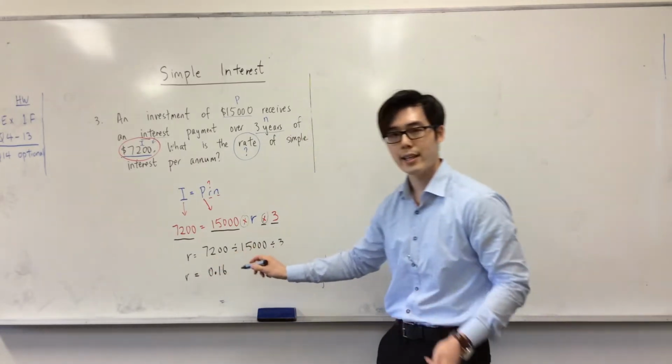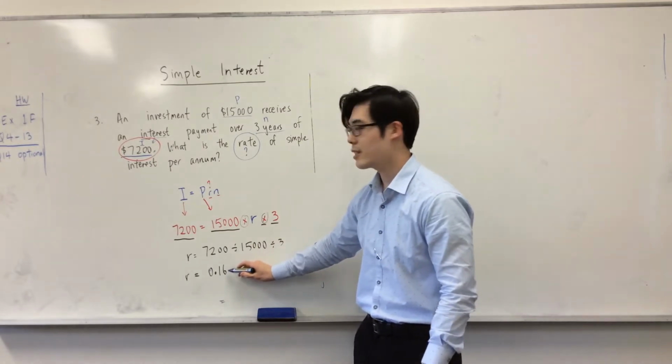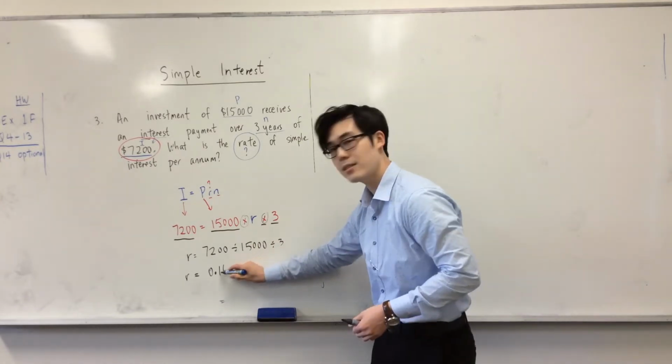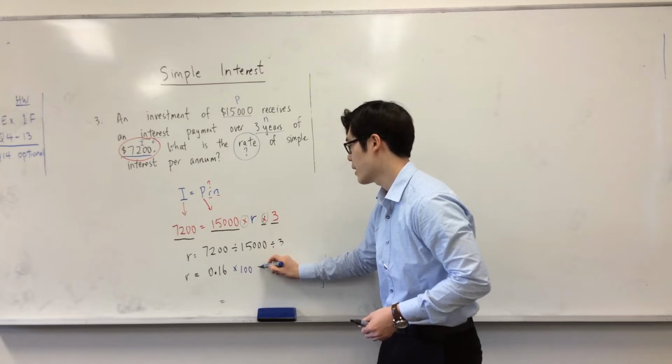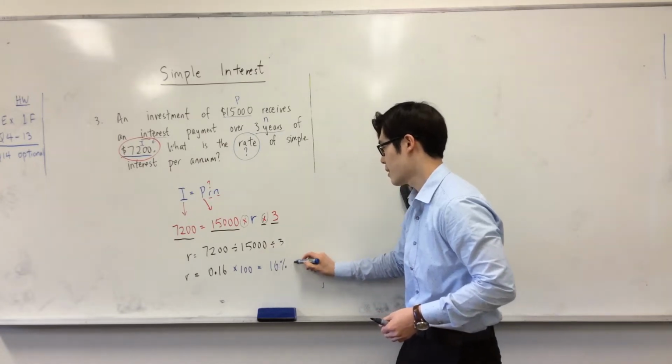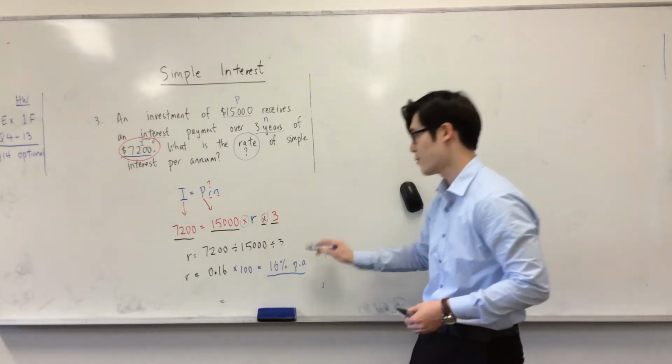Now this is not my final answer. We need to express this as a percentage because that's what rate is. To change this decimal to a percentage, times by 100, and that is 16%. And that is per annum. So this is your final answer.